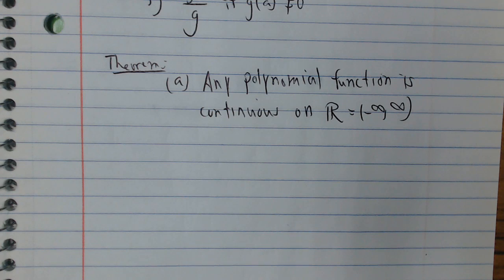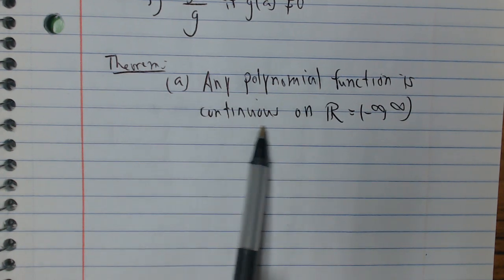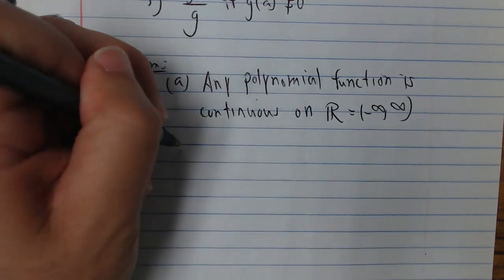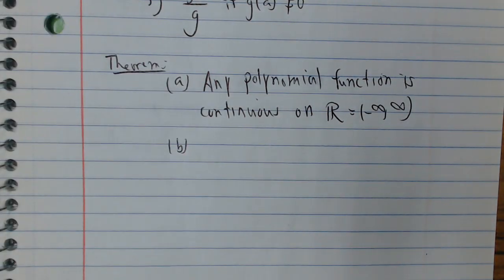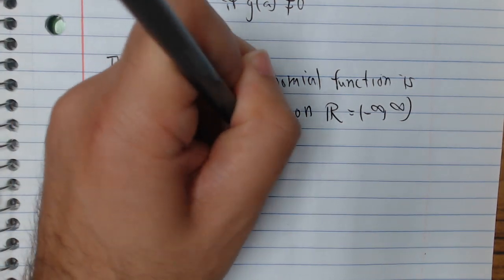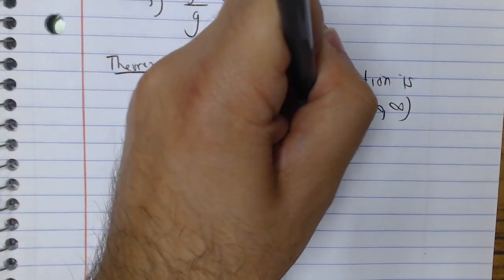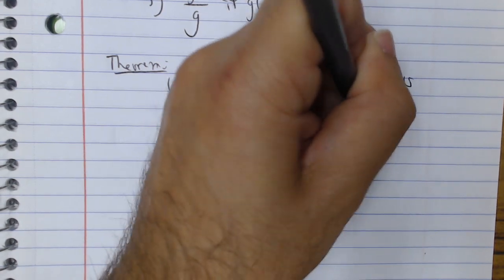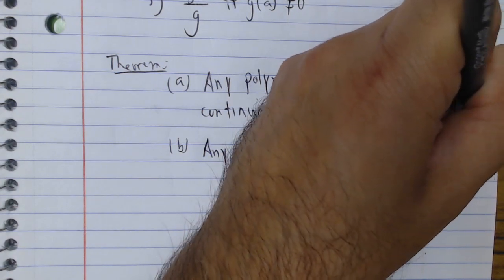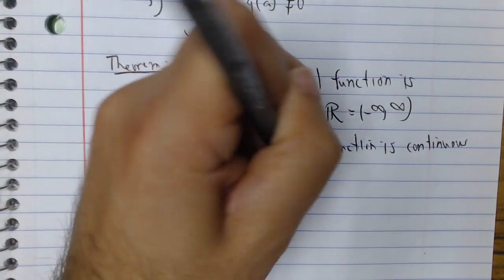But if you ever have a polynomial function and the question is, where is this continuous? Well, you'd say, since it's a polynomial function, it's continuous everywhere. And what are you doing? You're putting this theorem to use. What's nice about these theorems is we can make these statements and use these theorems freely. And then we could also say any rational function is continuous on its domain.